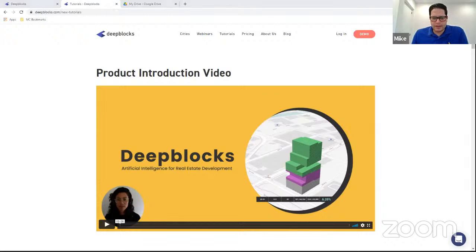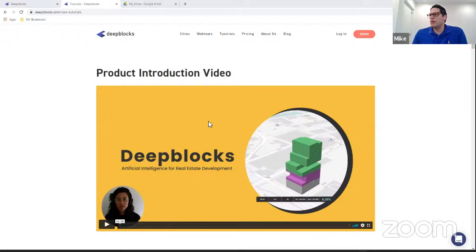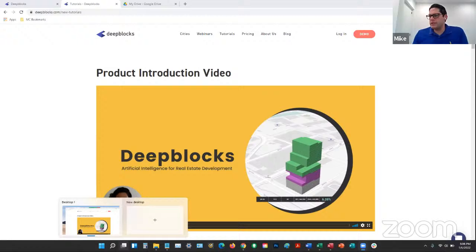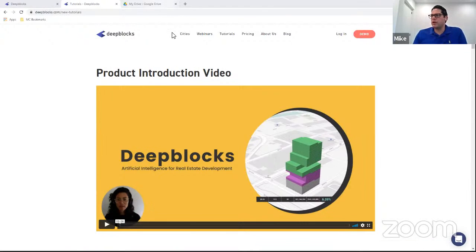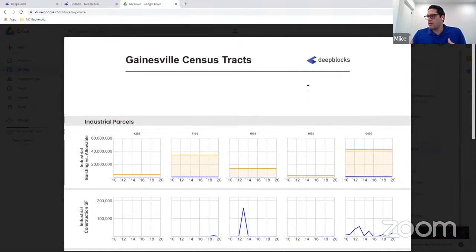So with that being said, let's get going here. The first thing I want to show is a little sneak preview of what we are working on. This is what we call our latest graph charts, and these are going to be embedded into the software as we finalize creating this. This is essentially what we're trying to bring to you: being able to compare cities, compare census tracts, and truly understand where the growth potential is.